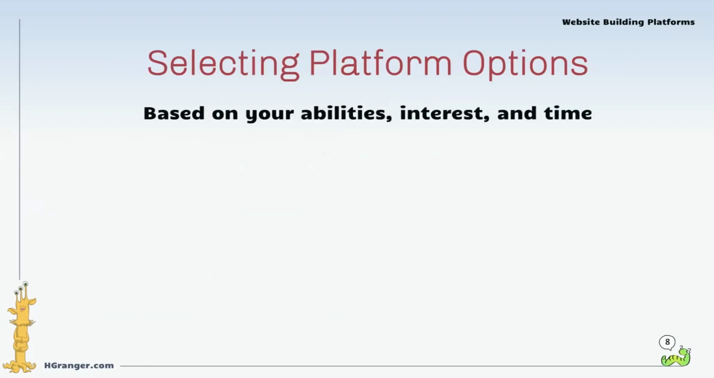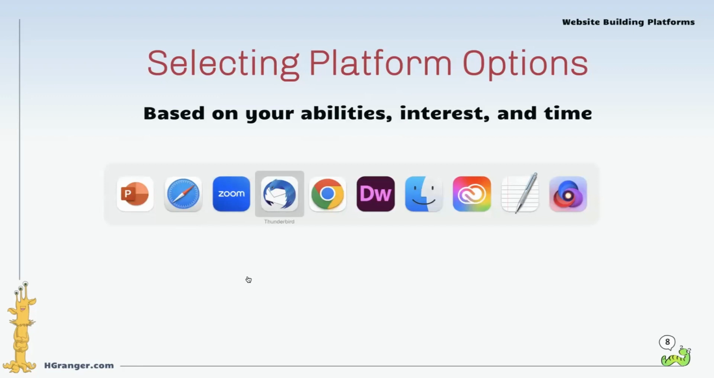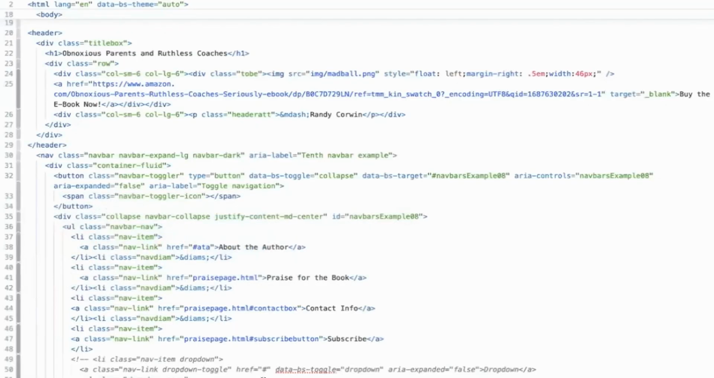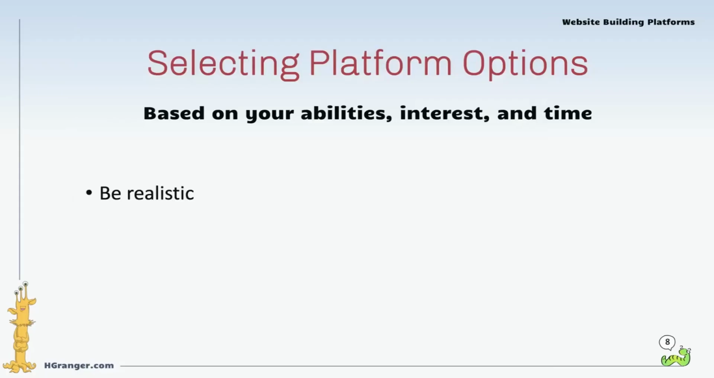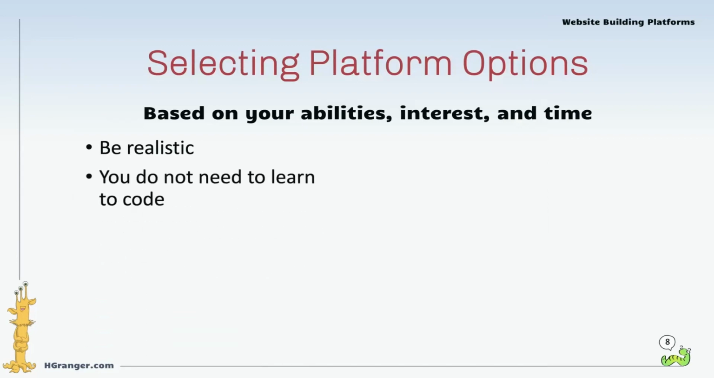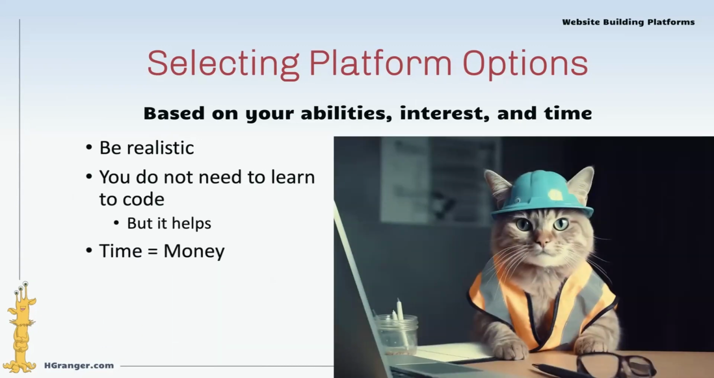So the biggest one is based on your abilities, interest, and time. We talked about the base level: you're going to write your own code, and this is what it looks like. This is a web page in code. That's do it yourself, and you can do that. That's a lot of learning. So is that of interest to you? Do you have that ability? And do you have that kind of time? You need to be realistic because, well, for two things, you do not need to learn code to do a website, although it helps a little, but also in your realism, consider that as Construction Cat tells us, time is money. Your time is worth something. And if it takes you a lot of time to build a website, which it does, you have to know how much of your time is worth spending on it.